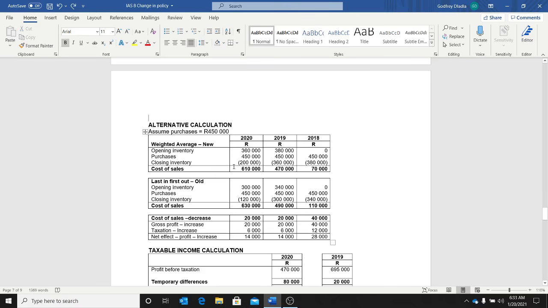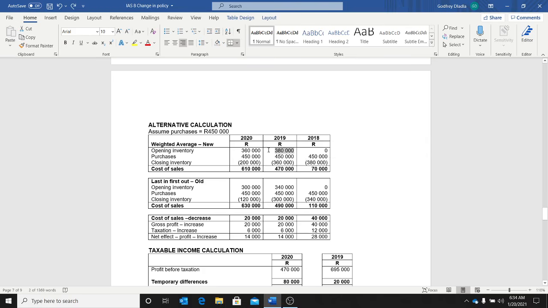So now, this is what I'm doing. I'm saying, let's use the new method here. There is no opening. I've assumed my purchases to be 450. Please, if you assume a figure like this one, don't change it. You will see it's 450 here, in this year it's 450 there, it's 450 there. Right. Now, opening 0, purchases 450, minus closing of 380, gives me a cost of sales of 70. This closing here becomes opening here.